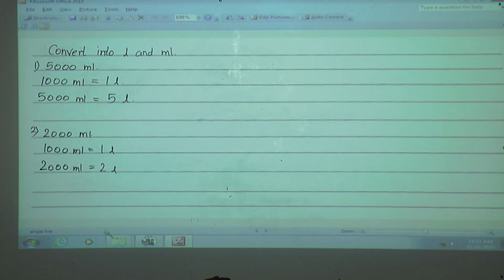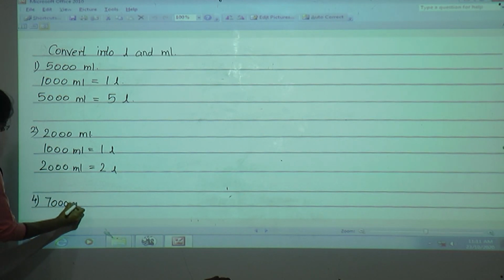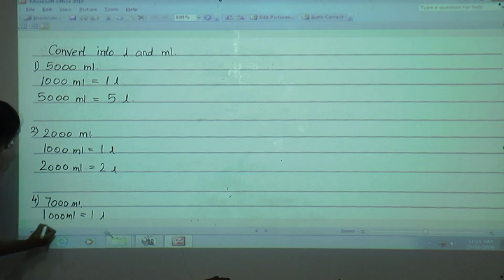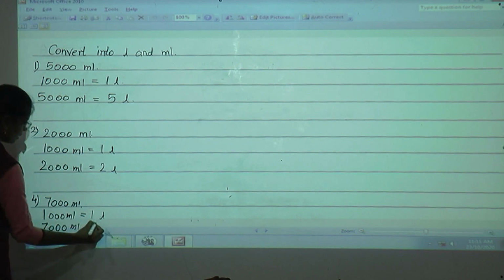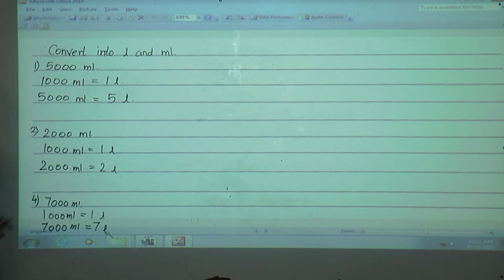Now see the fourth example, 7000 ml. First step, 1000 ml is equal to 1 liter. Then here we have 7000 ml. 7000 ml is equal to what? 7 liter. Just you have to remove 3 zeros.